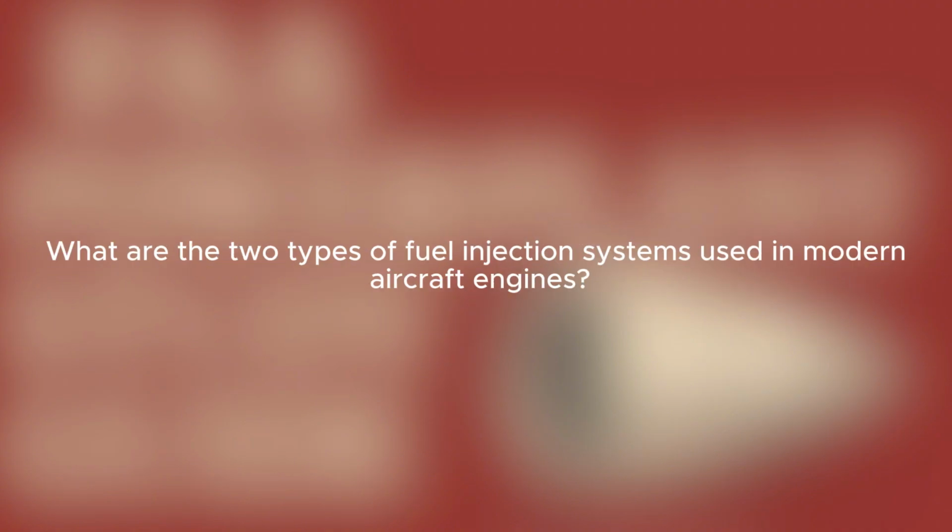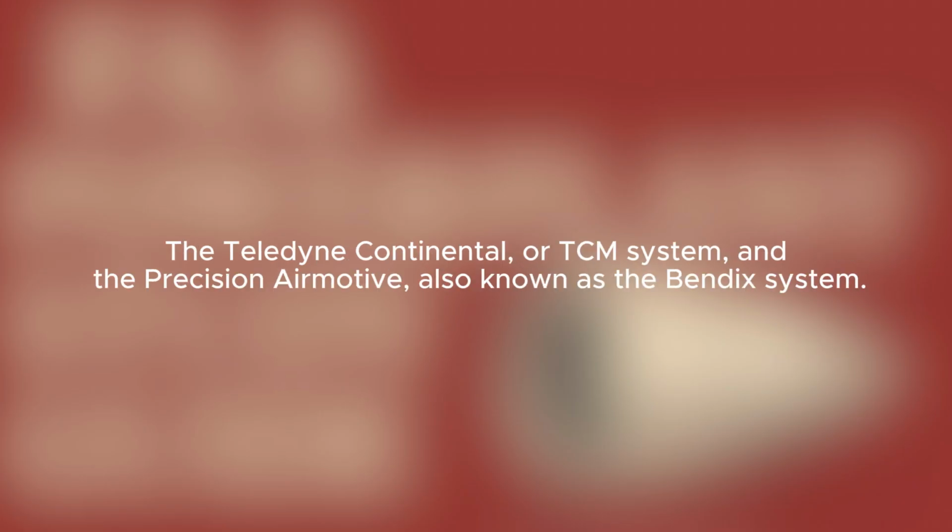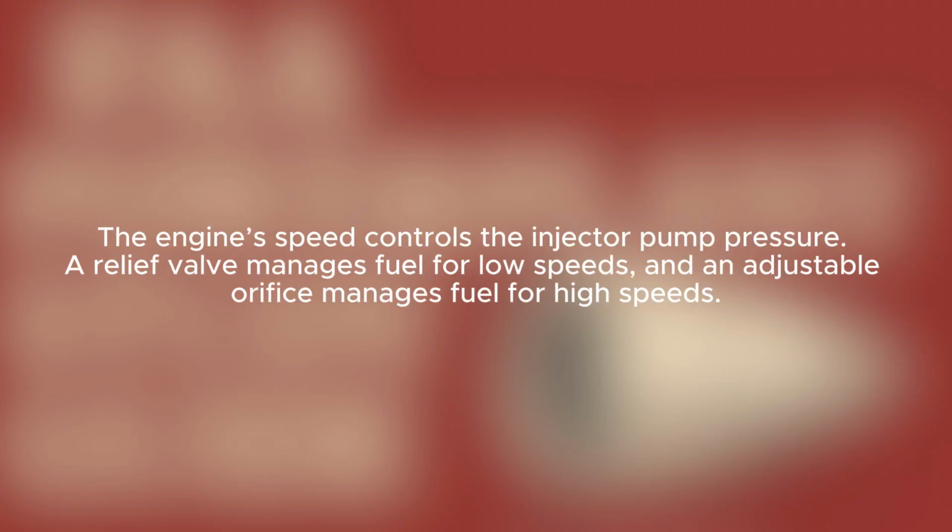What are the two types of fuel injection systems used in modern aircraft engines? The Teledyne Continental, or TCM system, and the Precision Air Motive, also known as the Bendix system. How does the TCM fuel injection system control fuel flow? The engine speed controls the injector pump pressure. A relief valve manages fuel for low speeds, and an adjustable orifice manages fuel for high speeds.